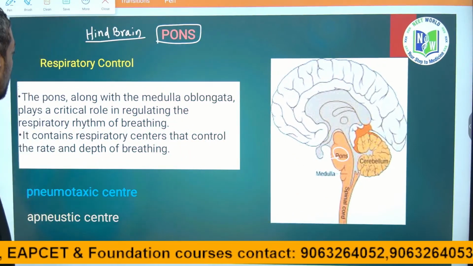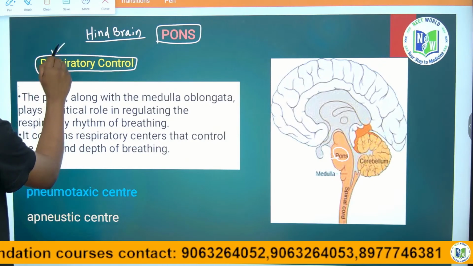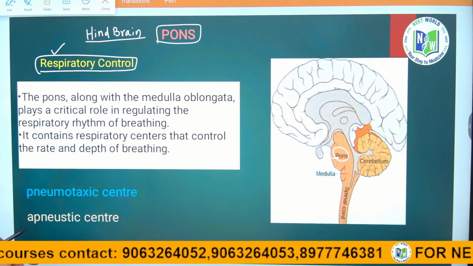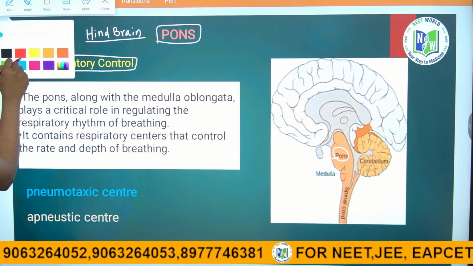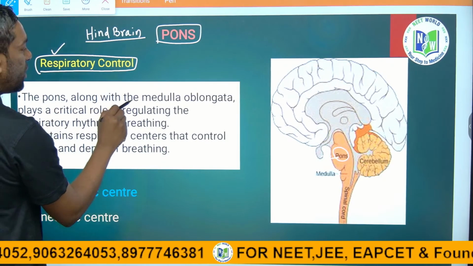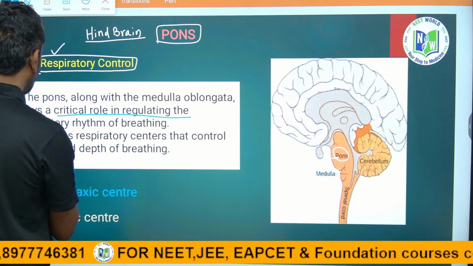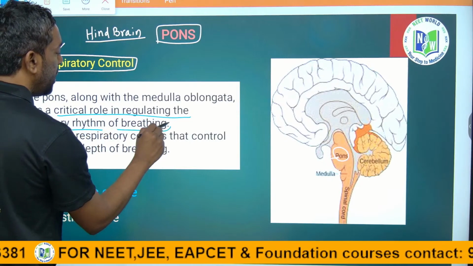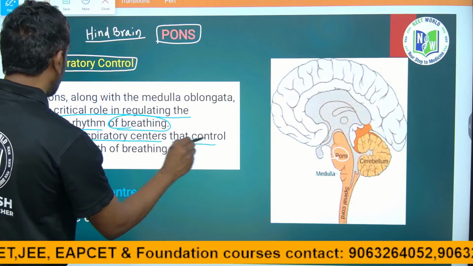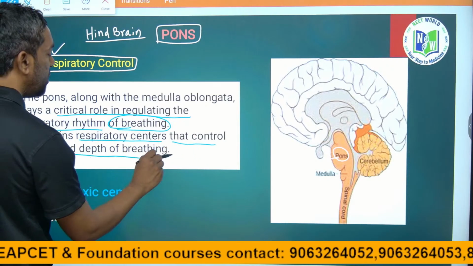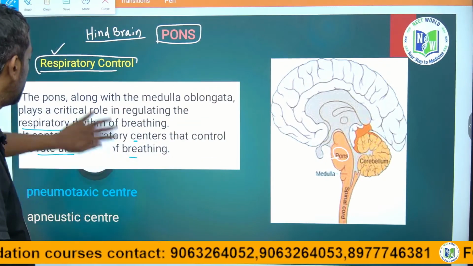Okay, what is the pons? The pons can control the respiratory system. What are the controllers? The pons, along with the medulla oblongata, plays a critical role in regulating the respiratory rhythm and breathing. It contains the respiratory centers that control the rate and depth of breathing. The pons, nothing but, can control the respiratory system.